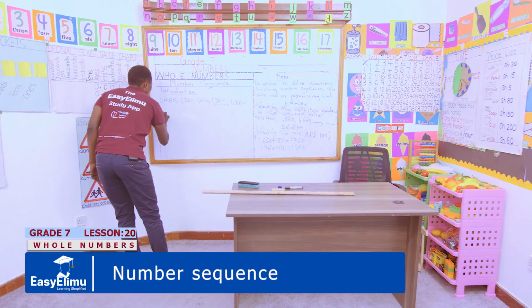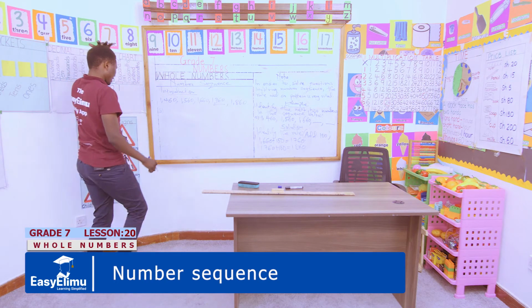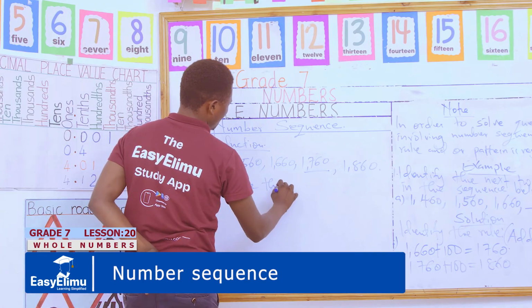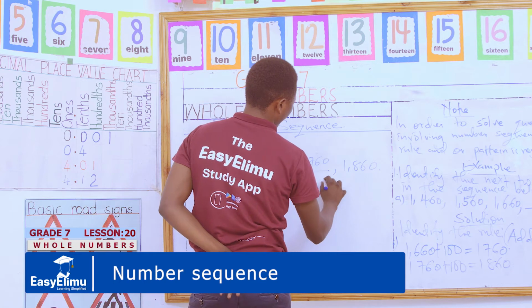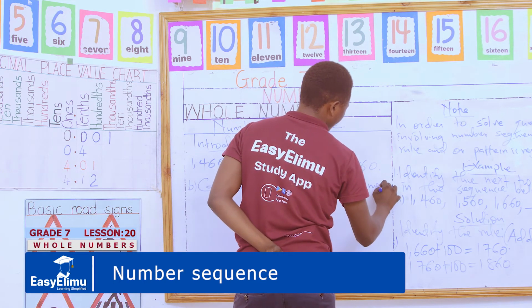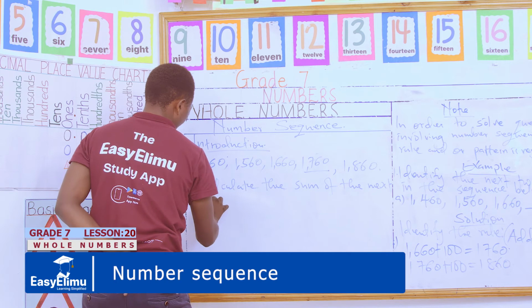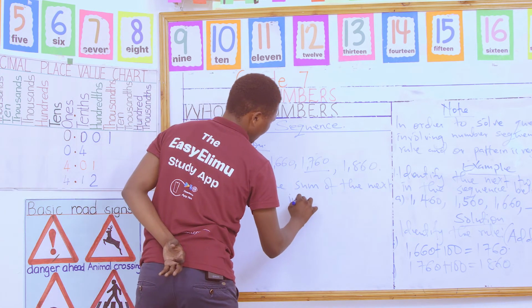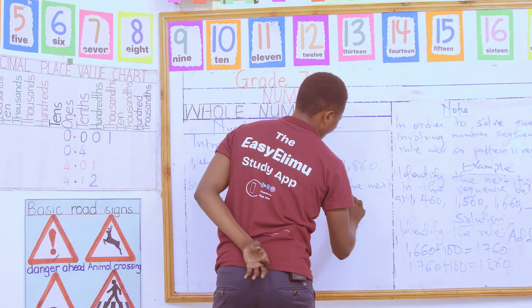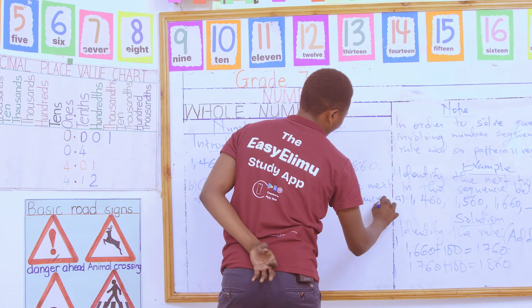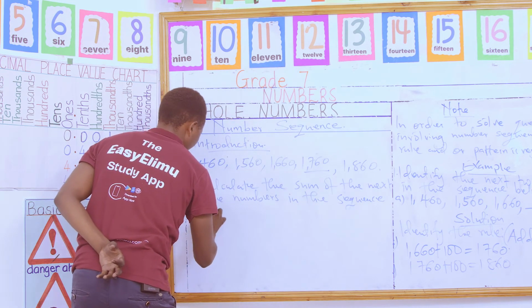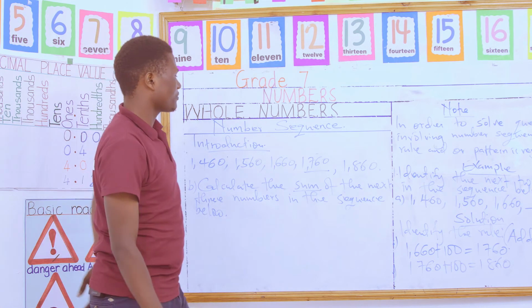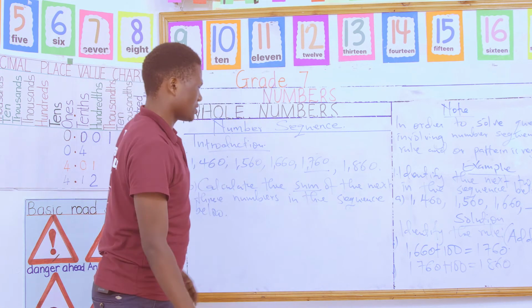There, part B. Part B: calculate the sum of the next 3 numbers in the sequence below. The keyword here is sum, and we discussed in our previous session that sum means addition, you add.